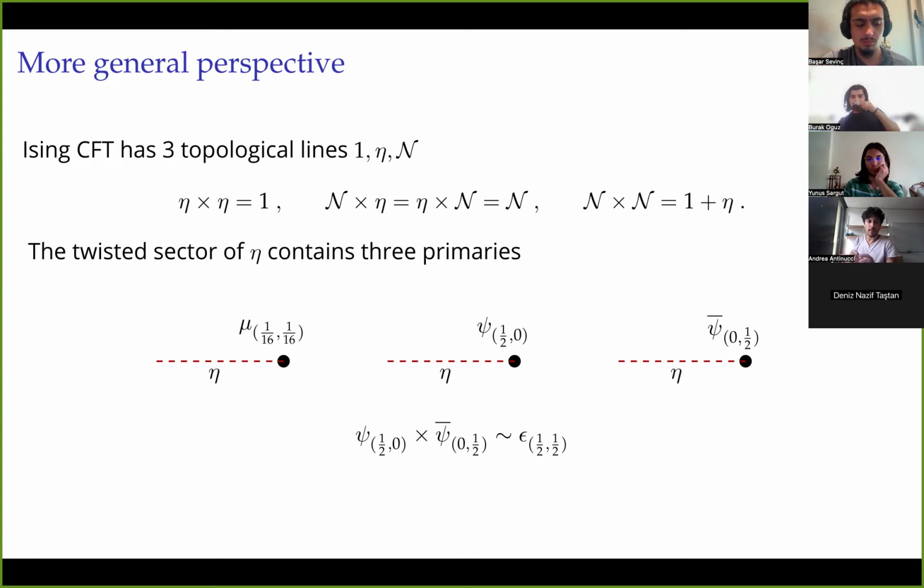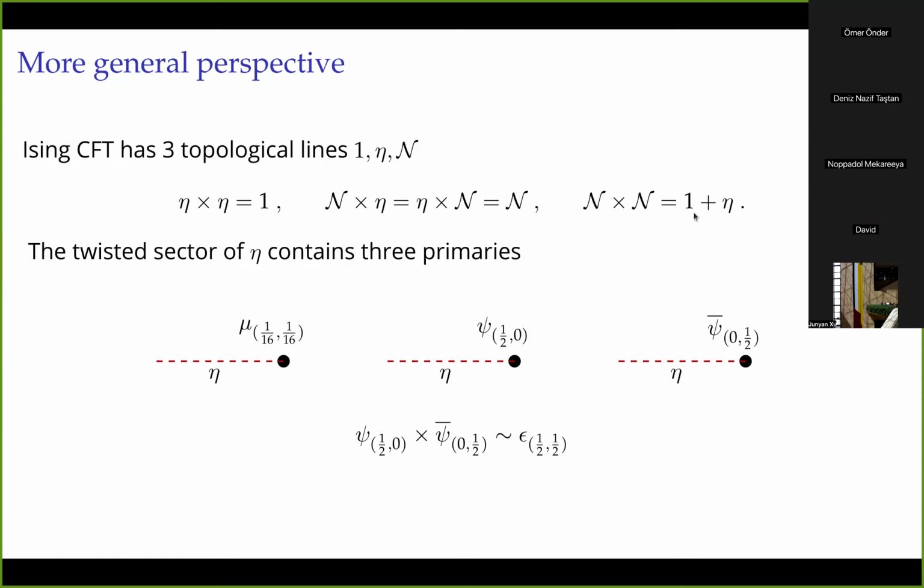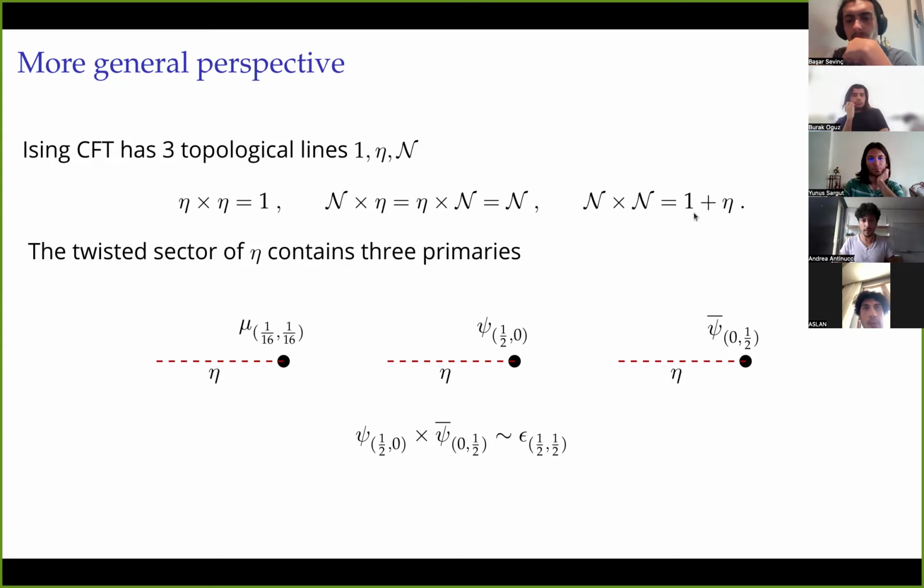So these are local but not genuine operators, meaning that they must be attached to this eta line to exist. So they don't exist on their own. And if you take the product of these two Majorana fermions, of course, this eta line, since it's a Z2 line, it cancels. So if you take the product of these two Majorana fermions, you get an operator of dimension one half, and this is just the epsilon operator of the Ising model. And this is a fully local operator because this eta line cancels.